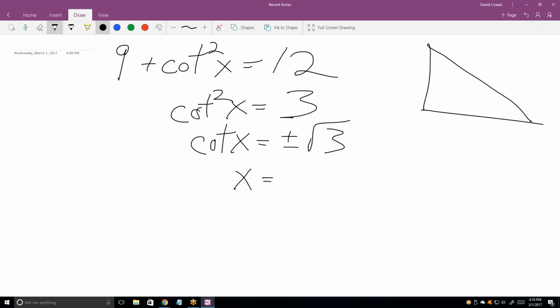The triangle. There's 1, root 3, and 2. That's a 30-60 triangle. Okay, so where is cotangent equal to root 3? Cotangent equal to root 3 at pi over 6. Good.